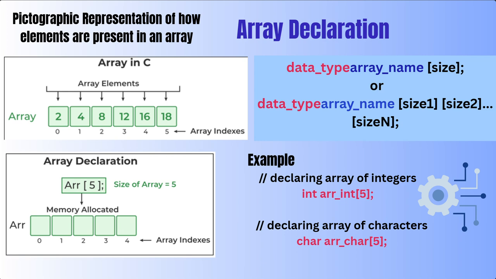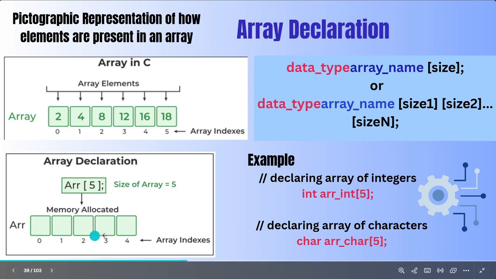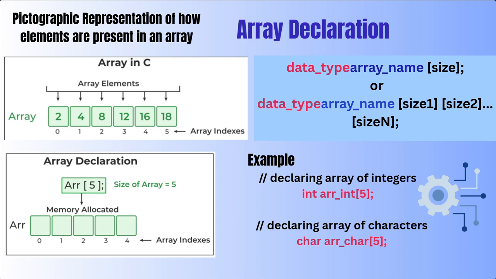Now this is the pictographic representation of how elements are present in an array. These square blocks 2, 4, 8, 12, 16 and 18 are the elements present in the array, and 0, 1, 2, 3, 4, 5 are the array indices. So we access an element with the help of an array index. Now in array declaration, arr equals to 5, an array of size 5 is declared, and the memory location is saved for 0, 1, 2, 3, 4 contiguously, one after another in blocks.